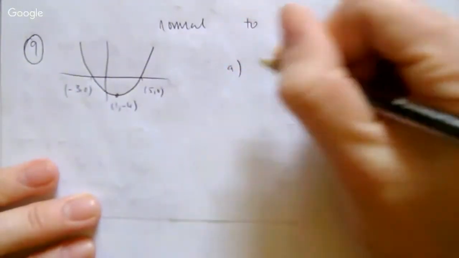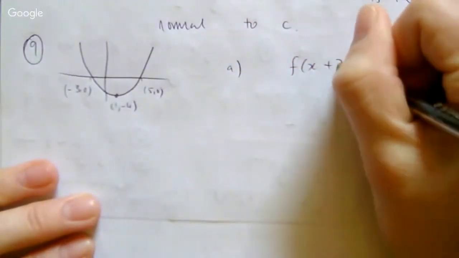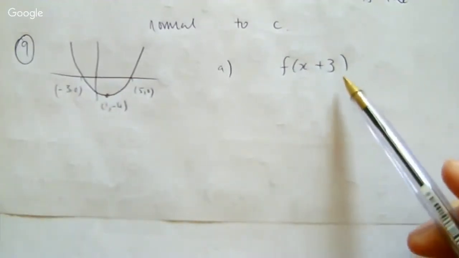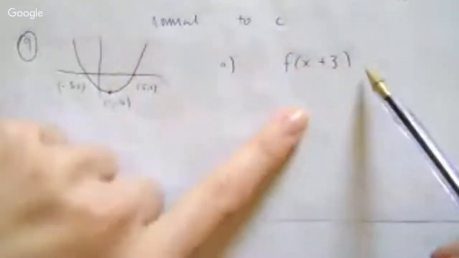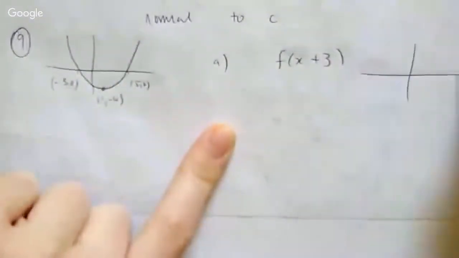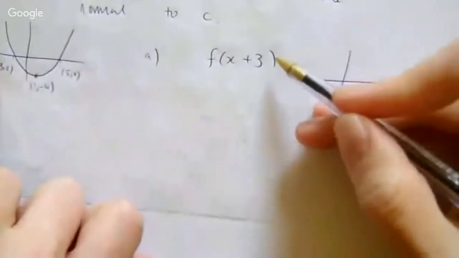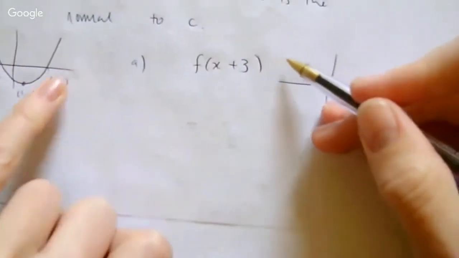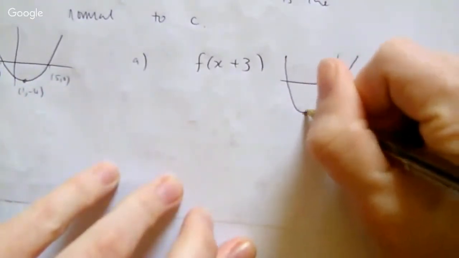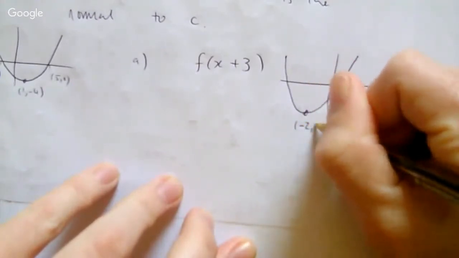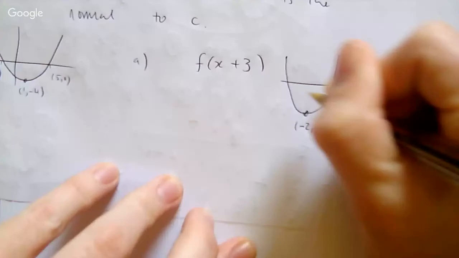Okay, so for part A, it wants me to do f of x plus 3. The way we've learned the rules is when it's inside, it does the opposite of what you'd expect to the x coordinates. So that means it's moving left or right 3 units. You'd assume that it's moving 3 units on because it's saying plus 3, but it actually does the opposite. So that minus 3 is actually going to go down 3 values, so it's going to become minus 6. That 5 is going to go down 3 to 2, and that 1 will become minus 2. So it just shifts the exact same graph, and it's now going to be minus 2, minus 4. That's going to be minus 6, 0, and this is going to be 2, 0.